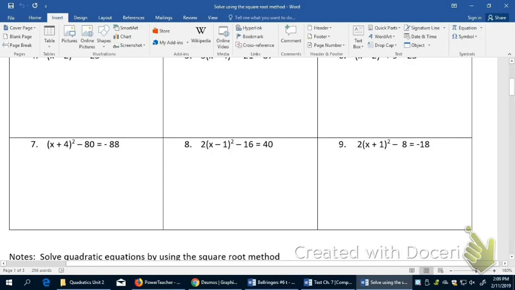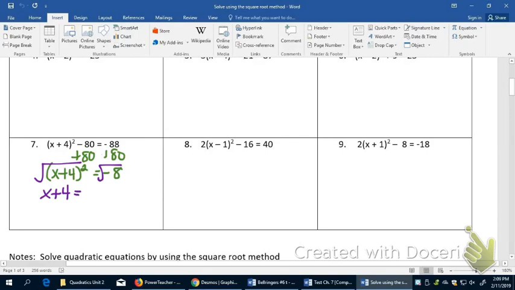Alright, so our first step on number 7 is to add 80. So we get negative 8. Now I have the parentheses all squared by itself, so what do I do on both sides? Take the square root. So x plus 4 equals whatever the square root of negative 8 is.